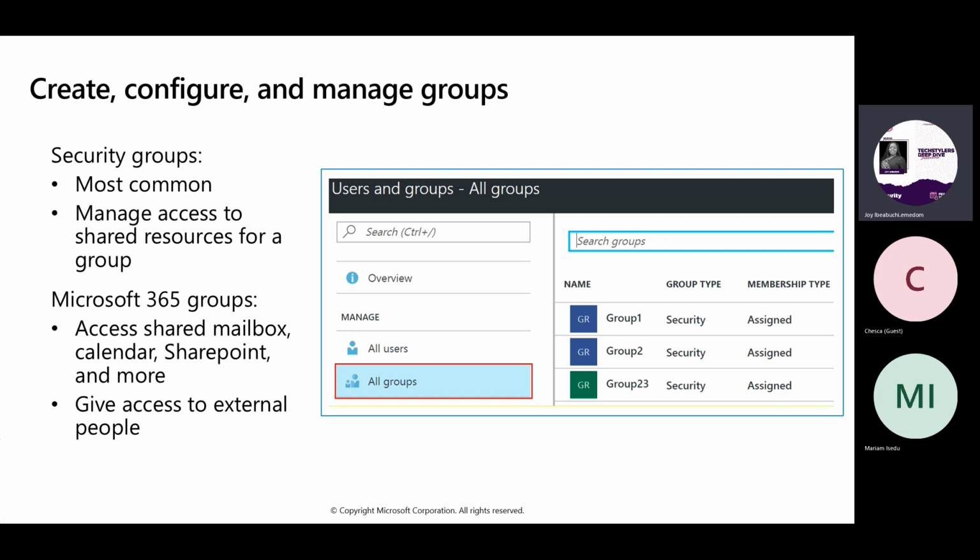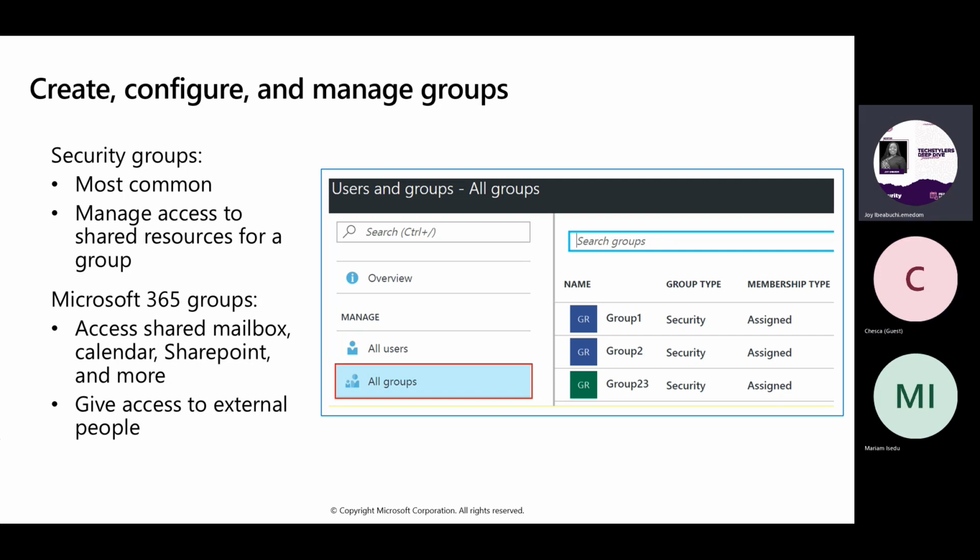The Microsoft 365 group is a group that, once you create it, automatically creates a Teams channel for that group. It automatically creates a SharePoint site for that group. So for instance, if I create a group HR, and when I was creating it, I selected that it should be a Microsoft 365 group, automatically a Teams channel called HR will be created, and automatically a SharePoint site will be created. And I can add external users to that group.